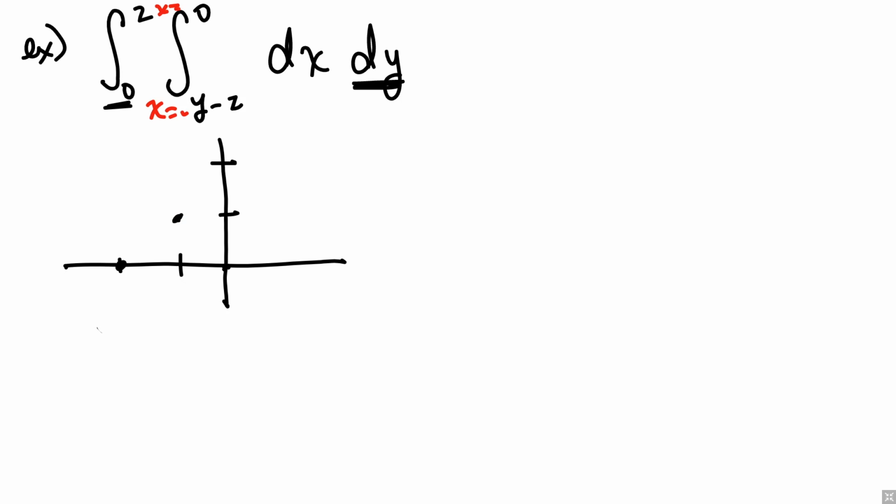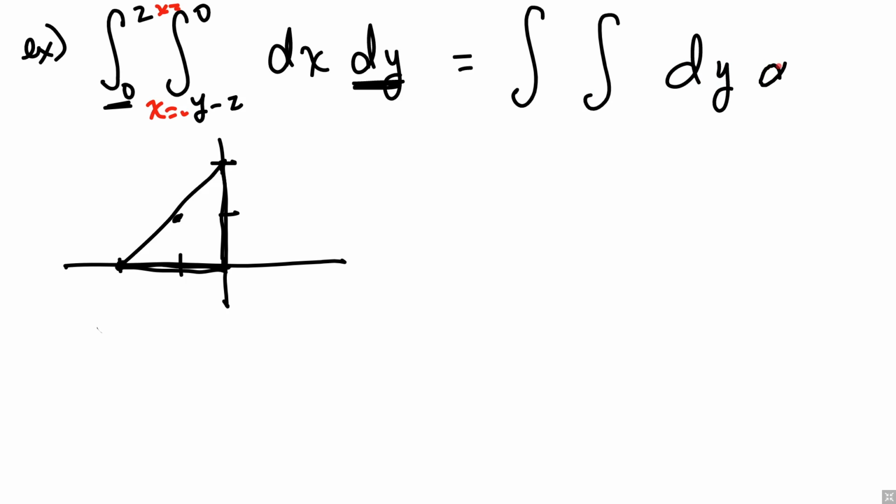-1. And if I plug in 2 for y, x is going to be what? It's going to be 0. Okay, so we're going to end up with this here. Now what I want to do is write an equivalent double integral, but this time I want y first, then x second.